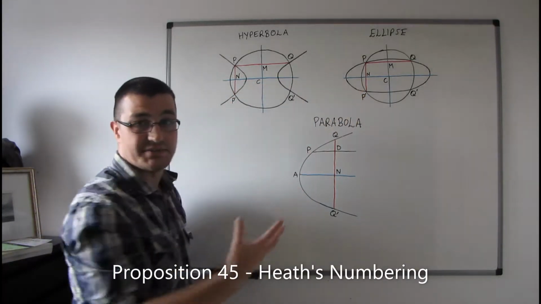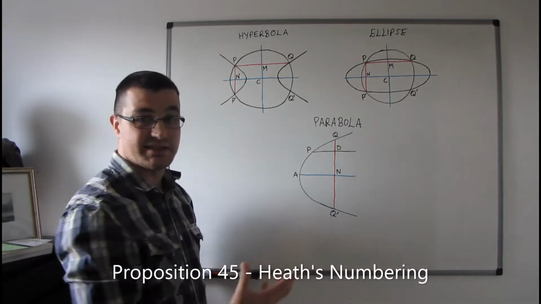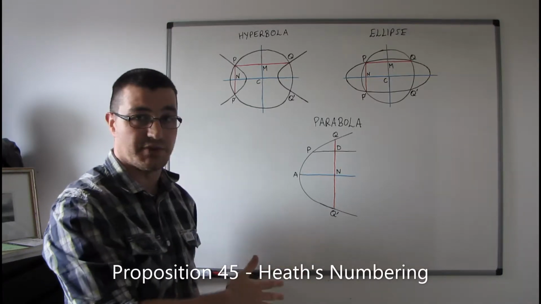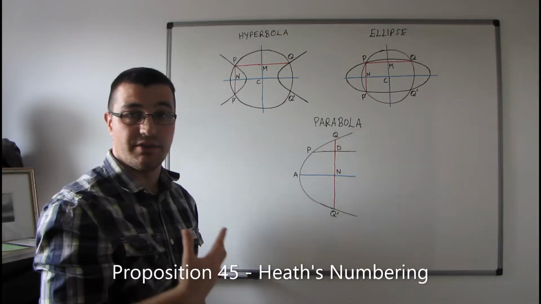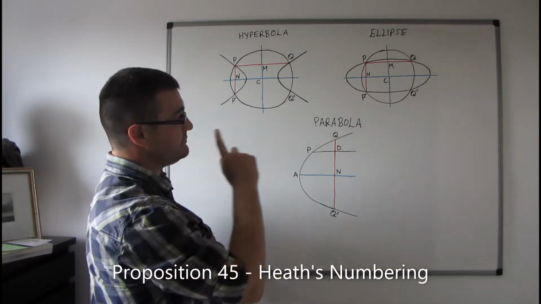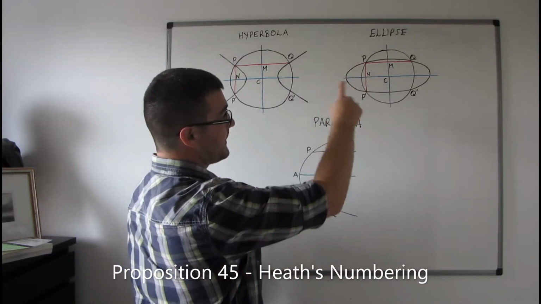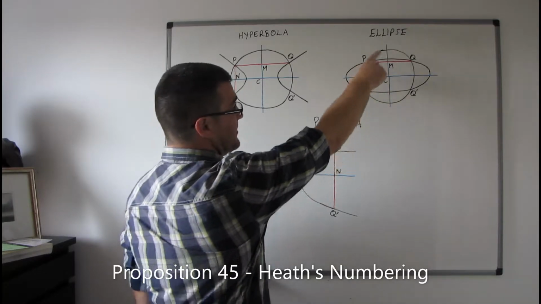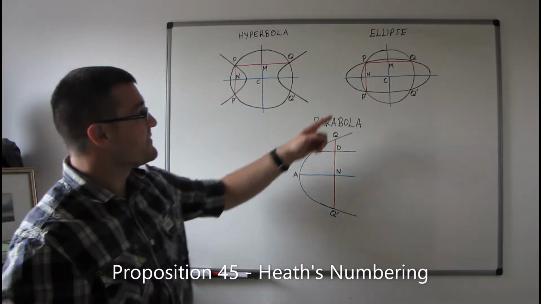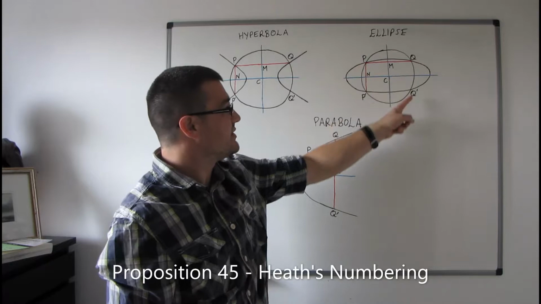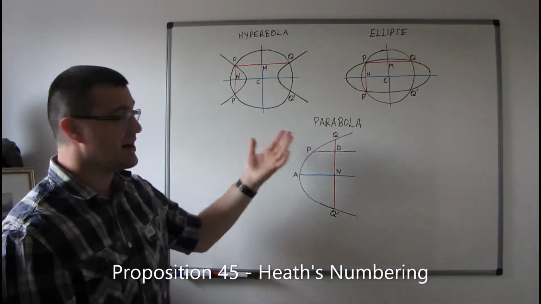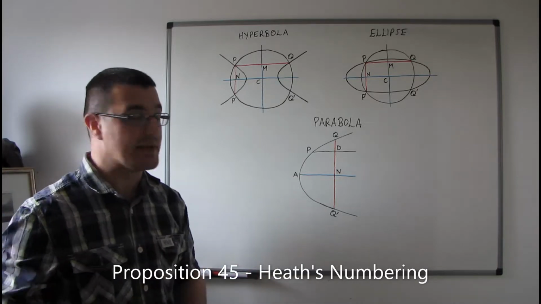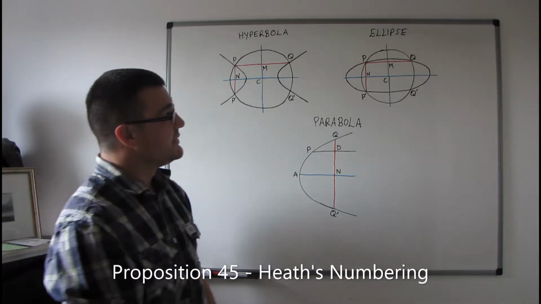Similarly for the ellipse, it's basically the same argument. We find the centre of the ellipse using proposition 44, and choose any point P on the ellipse and draw a circle with centre C and passing through that point P. And again, the circle is going to intersect the ellipse in at least 4 places. Quite obvious that it's not going to be more, but strictly speaking we haven't proved that yet.